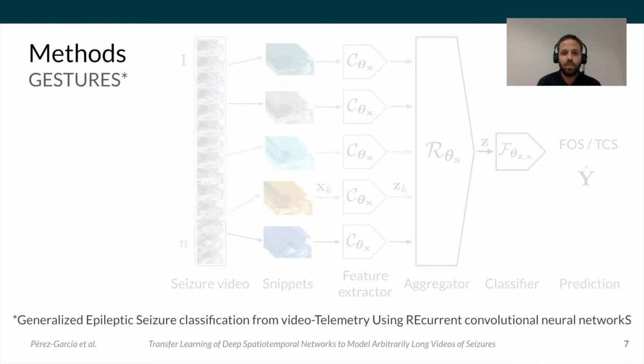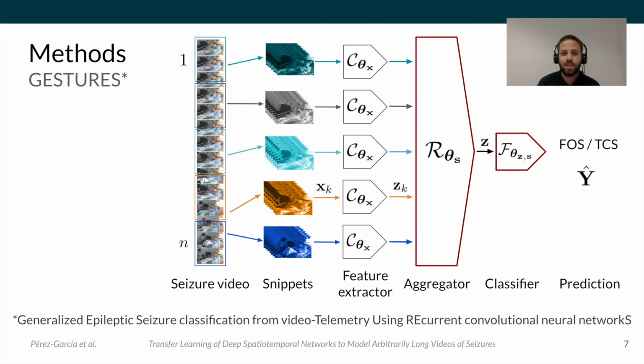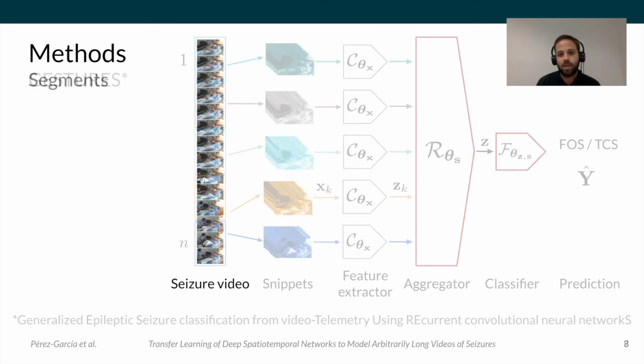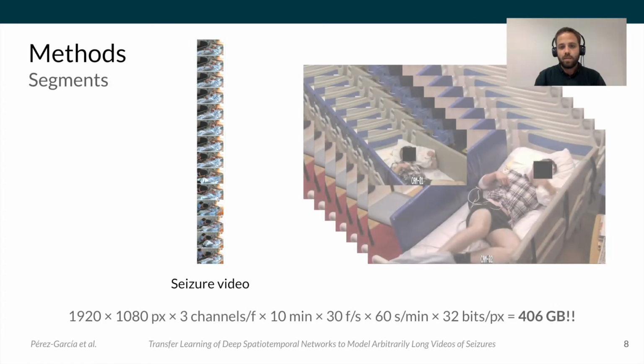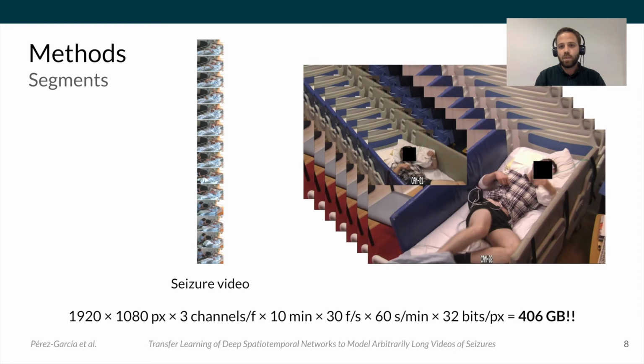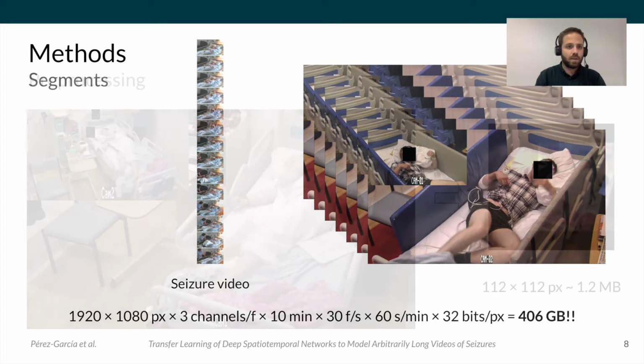Here's an overview of our method, which we've called GESTURES. And there's a lot of stuff in this slide, but I'm going to explain it part by part. A video is just a sequence of frames. Here's an example of a 10-minute seizure that would take about 400 gigabytes of memory uncompressed, and we don't have enough memory in our computers nowadays.